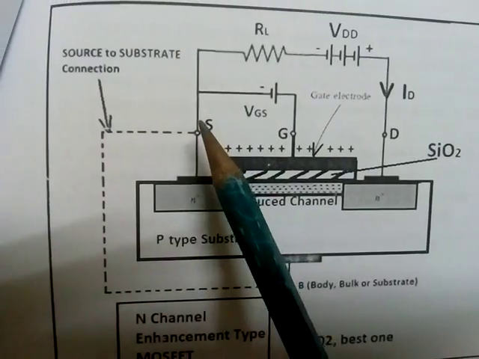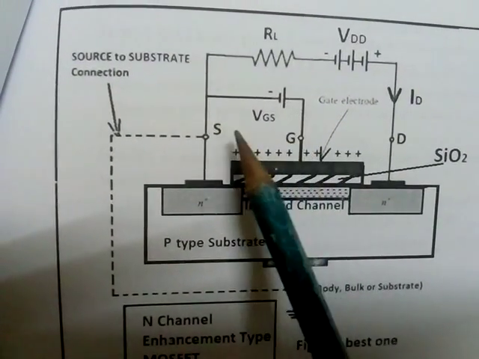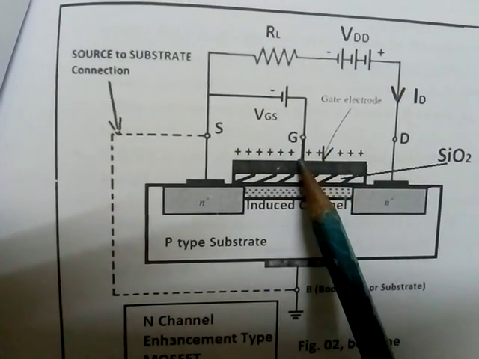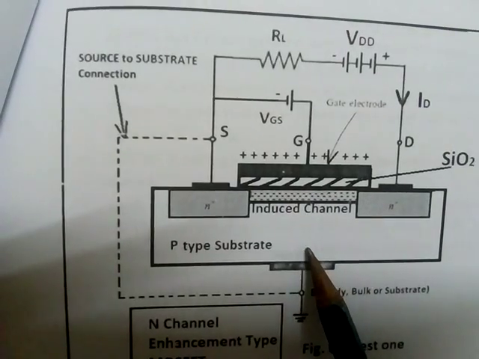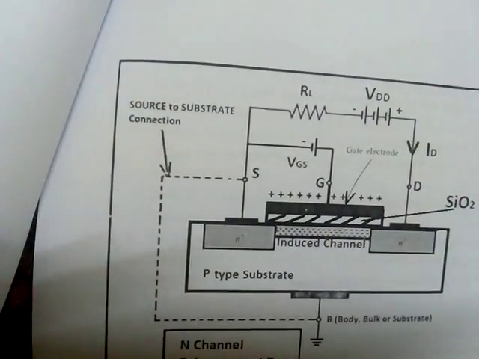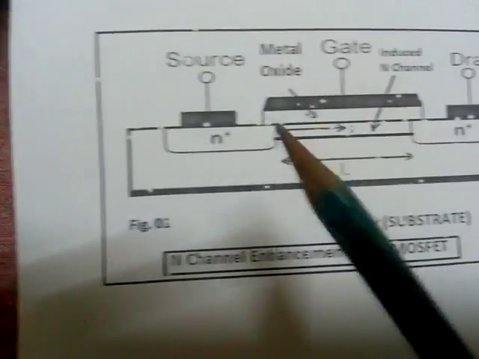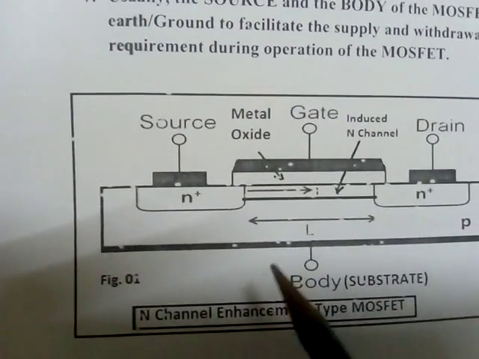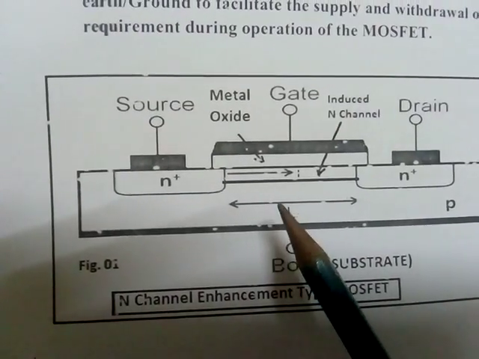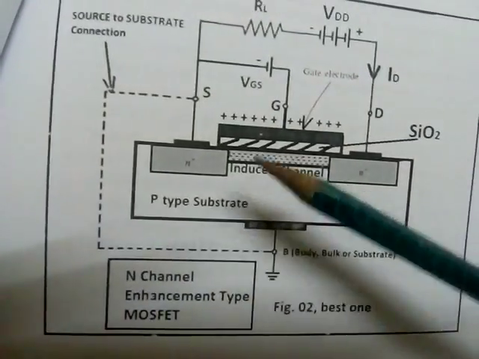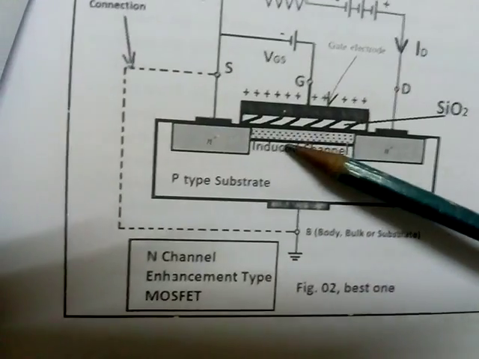Suppose now you give the gate a positive voltage with respect to source. Source is common. Now what will happen is this positive will attract electrons from the P body and repel holes. Holes will come down. In this P material, there will be some holes and free electrons. So the holes will be pushed down because the gate is made positive. So electrons are attracted towards the gate.